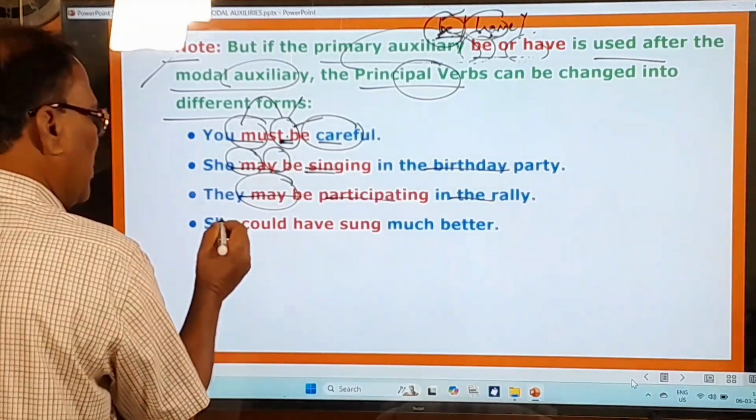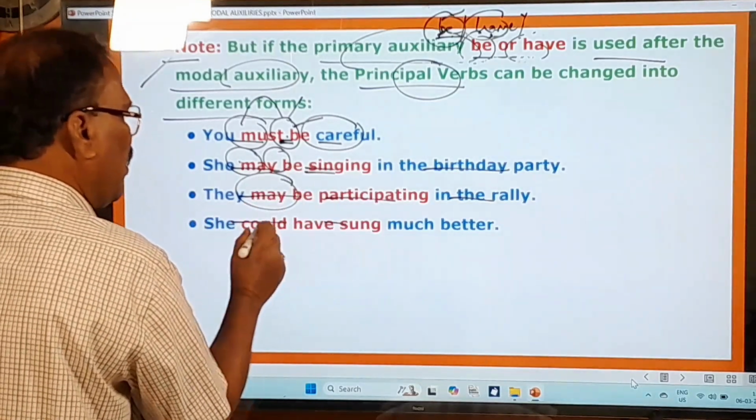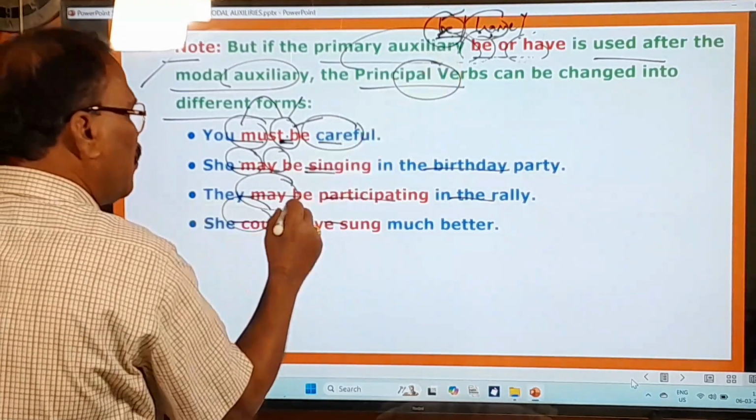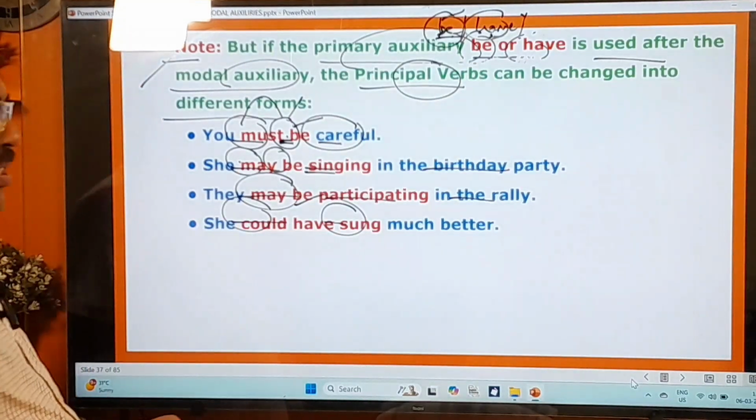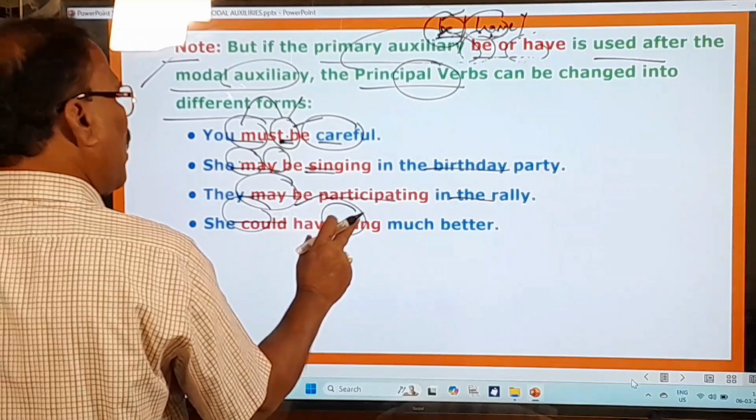And next example, she could have sung. So after could, have is used, and after have, past participle form of the verb is used. So therefore she could have sung much better.